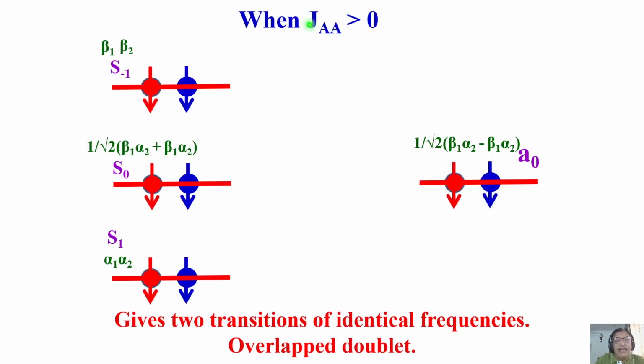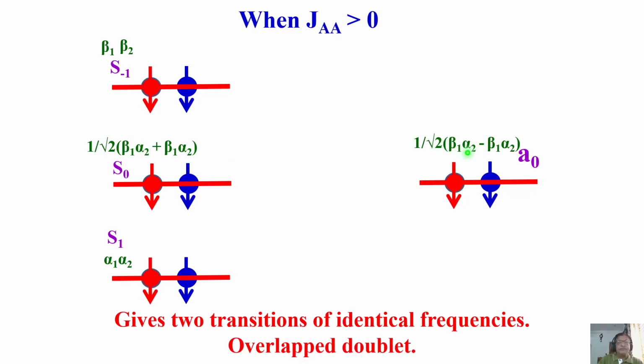Now they are chemically equivalent, plus coupling is also present. Again, you write down 4 energy states, 3 symmetric and 1 anti. Again, I made a mistake. It should be alpha 1 beta 2. This is beta 1 alpha 2. Don't write the same thing again and again. There is a mistake here also, alpha 1 beta 2.